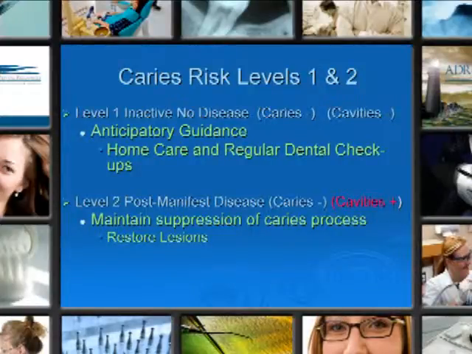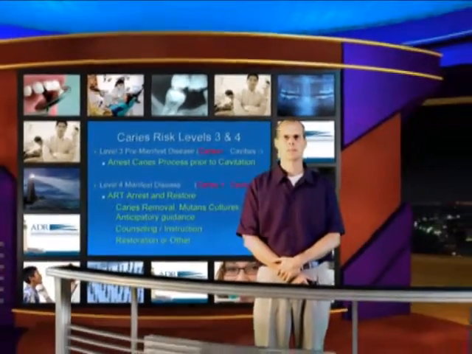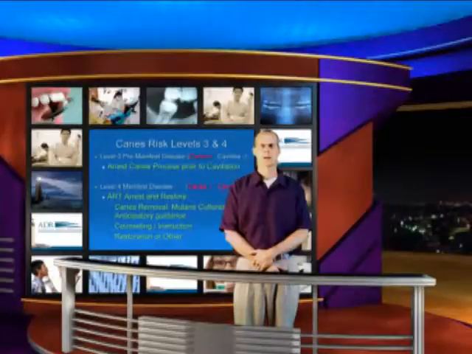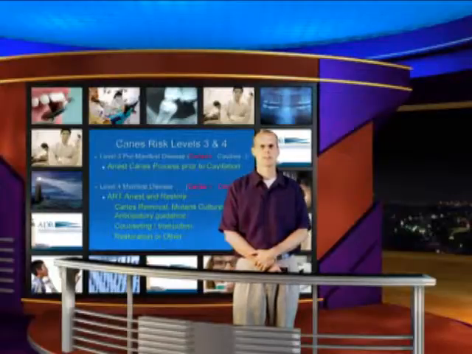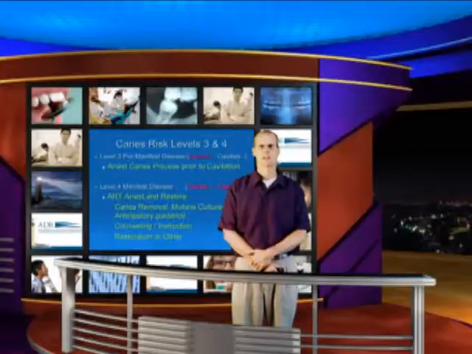Maintain suppression of the caries process and restore the lesions that are present. Level 3, pre-manifest disease. The caries process is present, but there aren't any cavities. With the caries process present, you can anticipate that the cavities are to follow. So we want to arrest the caries process prior to cavitation.